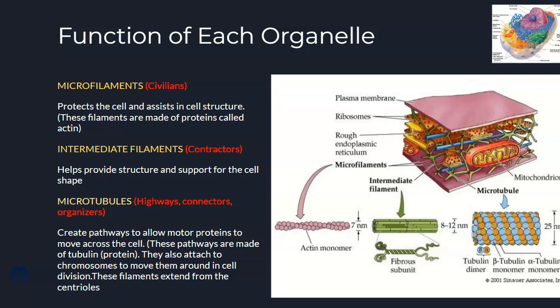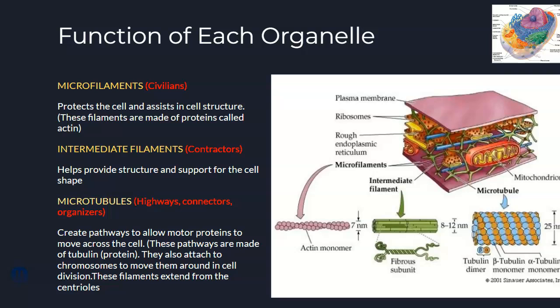And here we have microfilaments. So these filaments help with the structure of the cell, and they also help with organizing the cell appropriately. So here we have the microfilaments, which protect the cell, assist in its structure, and a specific protein that is localized with microfilaments is called actin. And so this helps move things around in the cell that need to be moved around.